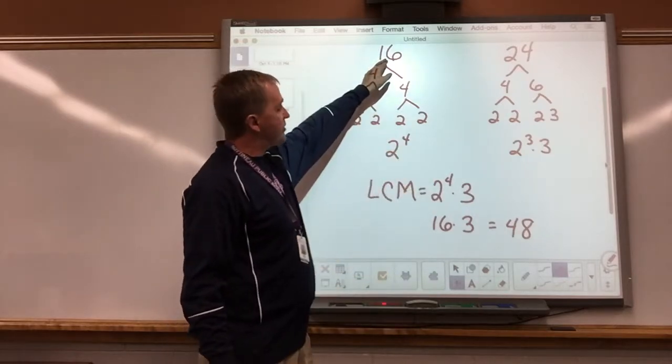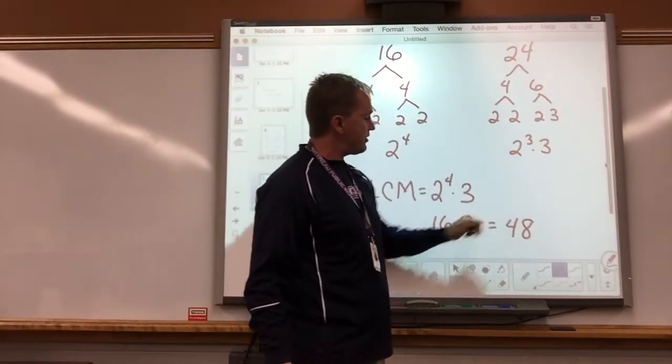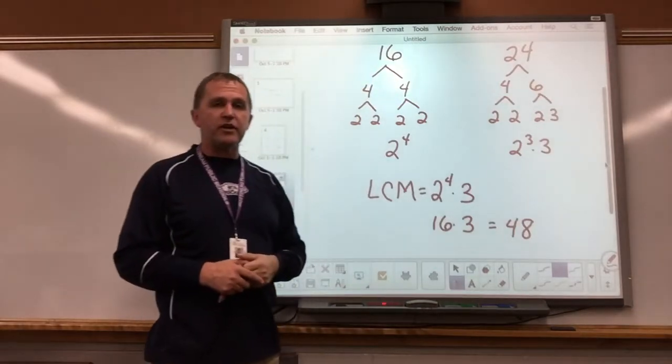I believe 16 times 3 is 48 and 24 times 2. Therefore, 48 is our answer when it comes to least common multiples.